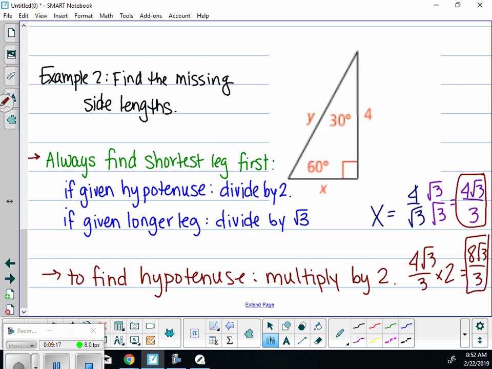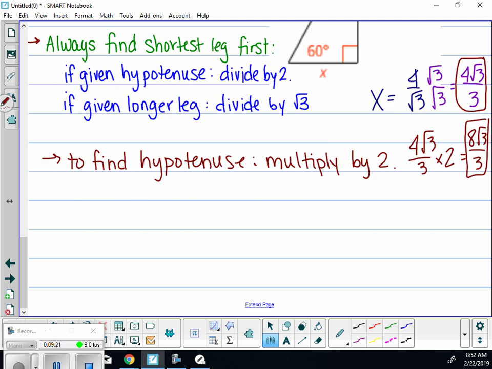Okay. Now, if we were given the hypotenuse and we found the shorter leg, if we needed to find the longer leg, instead of finding the hypotenuse, we would multiply by the square root of 3 instead.